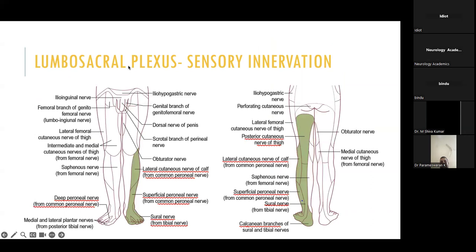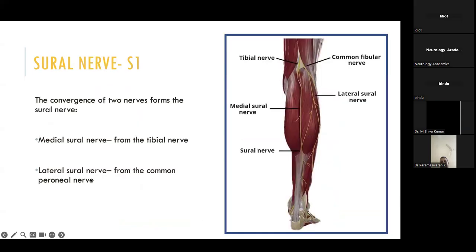Lower lumbosacral plexus sensory innervation: this is a gist of it. Here we can see the lateral cutaneous nerve of calf from the common peroneal nerve supplying the upper calf, and the superficial peroneal nerve supplying the rest of the lower calf and also the dorsum of the foot, and the lateral foot supplied by the sural nerve, a branch of the tibial nerve. Sural nerve root value is S1. The sural nerve is formed from two branches, medial sural nerve and lateral sural nerve, with contributions from the tibial nerve and common peroneal nerve, fused to form the sural nerve.